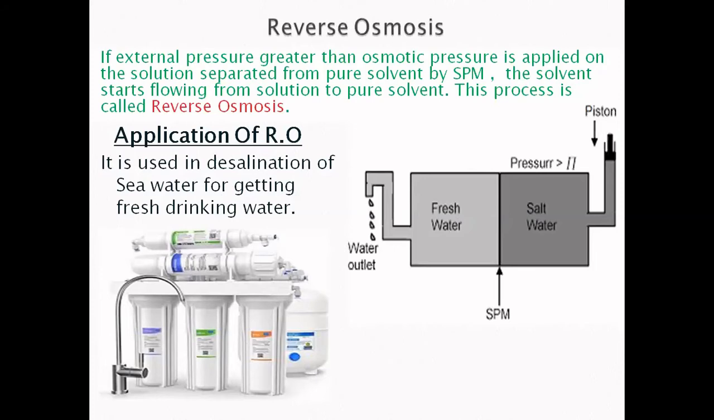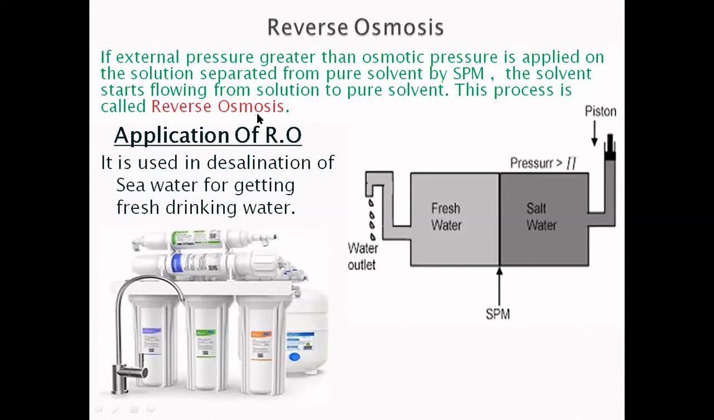But if you want to stop this, we have to apply some external pressure on the solution side, which we call osmotic pressure. But what if we apply more pressure than osmotic pressure? Then the solvent molecules from the solution side will start moving from solution to pure solvent. This is the reverse of the phenomenon which we call osmosis, and that is why we call it reverse osmosis. So whenever external pressure greater than osmotic pressure is applied on the solution which is separated from pure solvent by a semi-permeable membrane, SPM, the solvent starts flowing from solution to pure solvent. This process is called reverse osmosis.